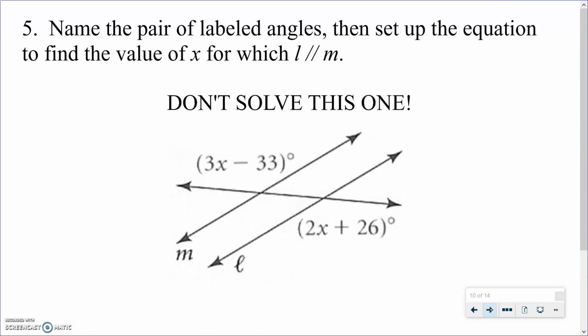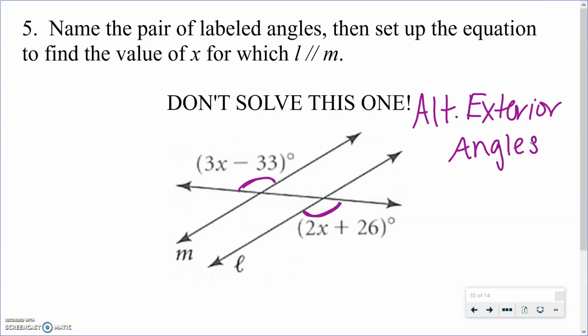Okay, for this one, we're just going to set up the equation again, because we're talking more about the relationships. And so first we want to name the angles again. It's kind of hard to tell, but we're talking about this angle and this angle. Okay, so they're on alternating sides of our transversal, and they're on the exterior, so they're alternate exterior angles.